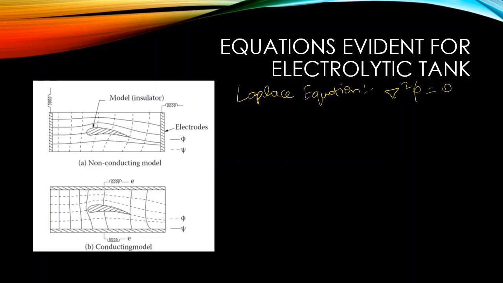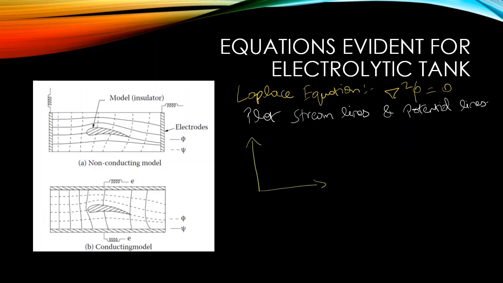What is the total outcome of the electrolytic tank? We are able to plot streamlines and potential lines. For streamlines and potential lines we need equations. What is the streamline equation and potential line equation? For the potential line equation, let us consider this graph, right? Here you are considering two potential lines, one is phi and the other is phi plus d phi, and you are considering 2 points here. So here I am considering 2 points, right?